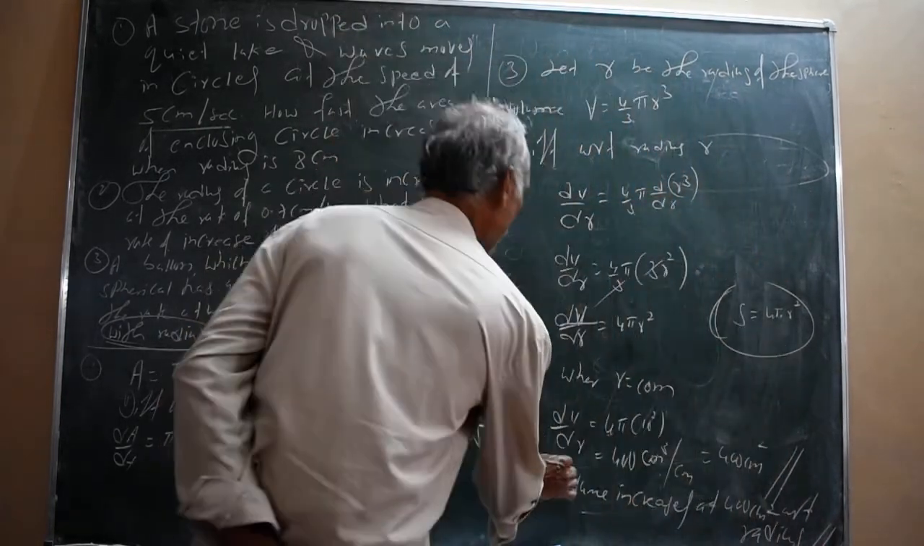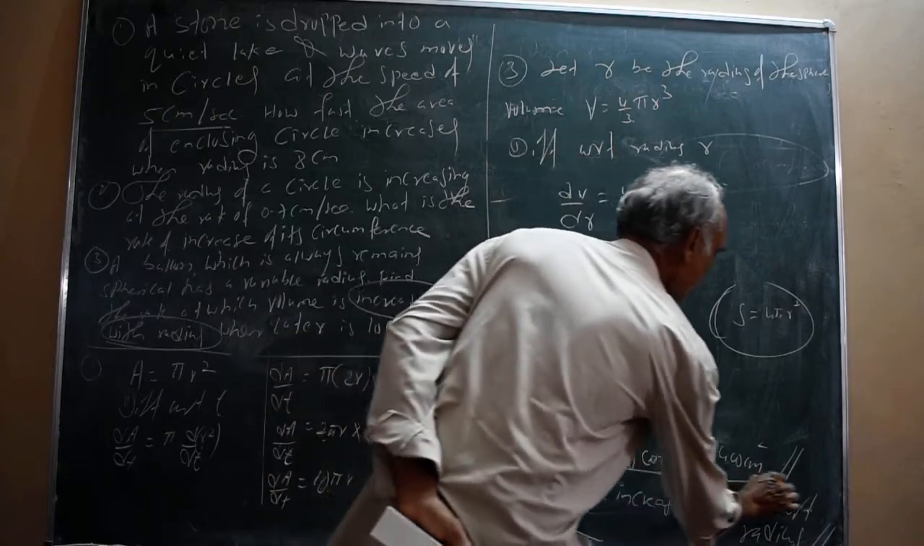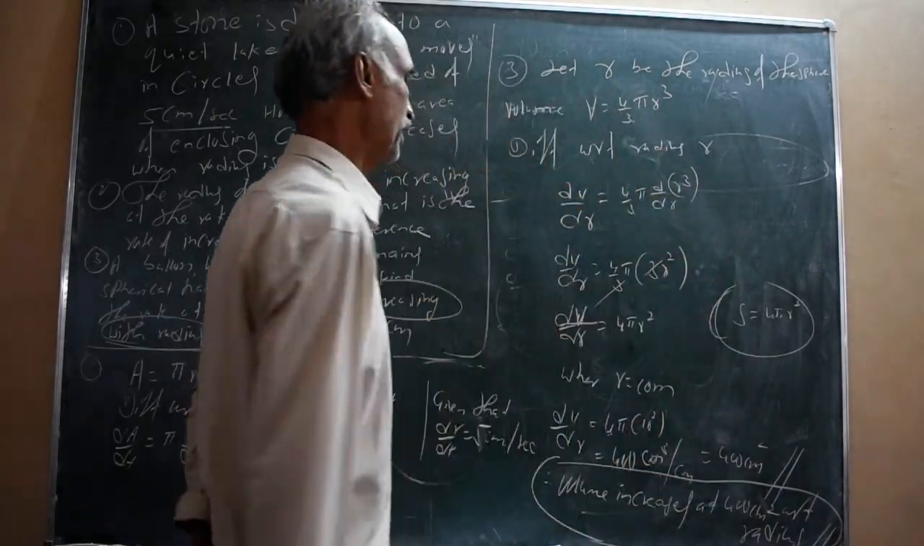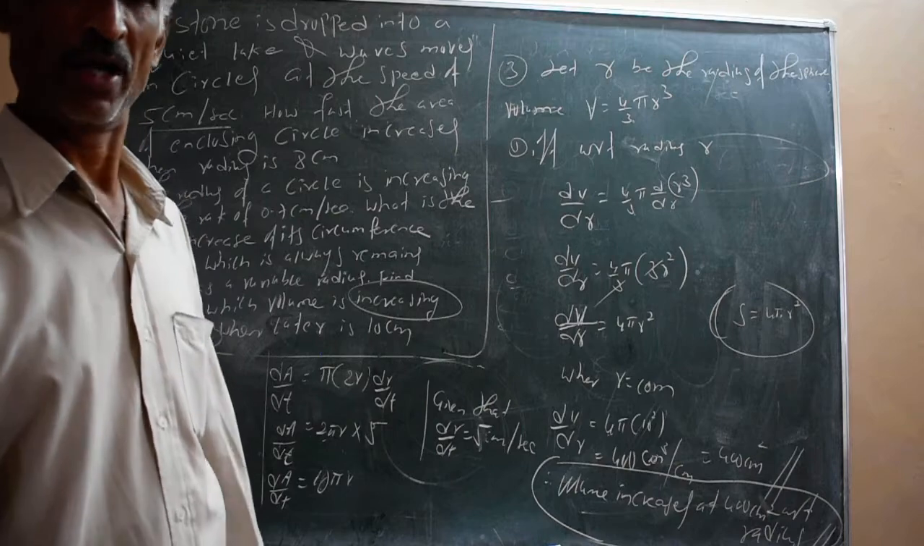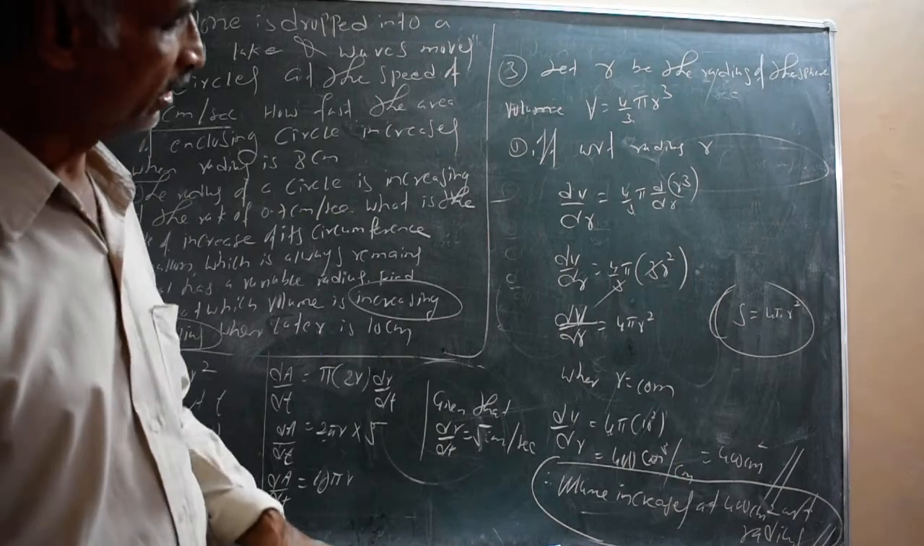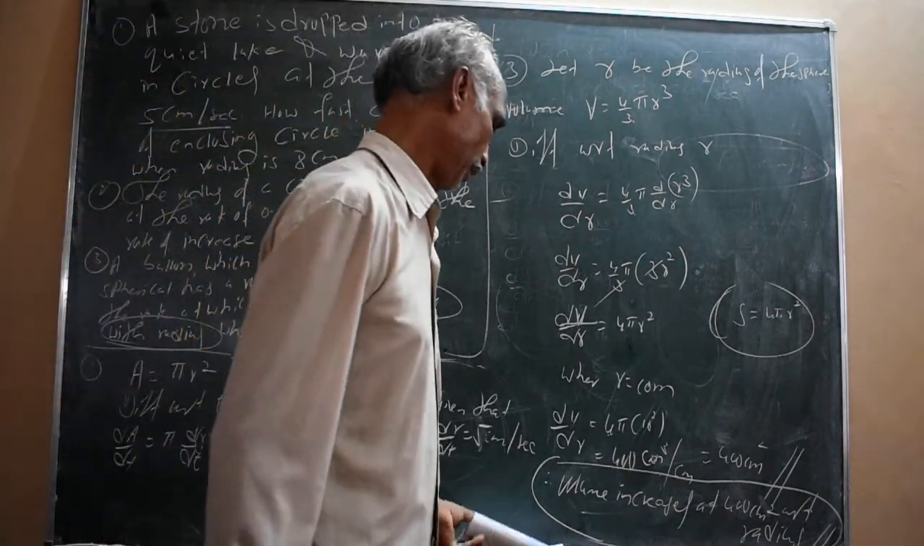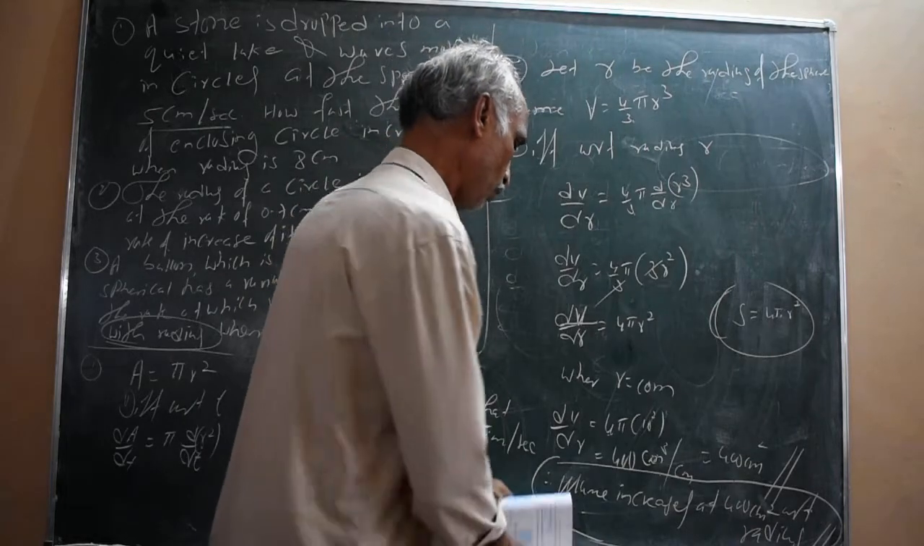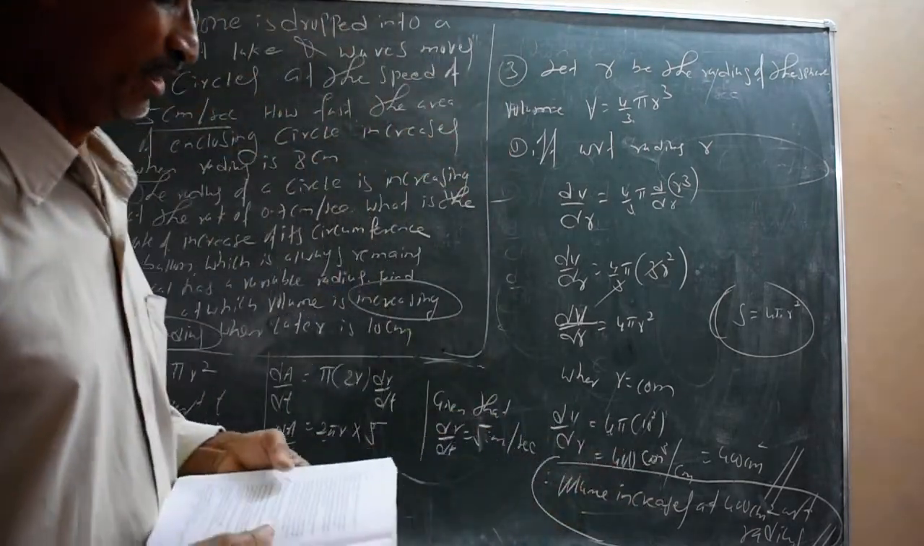Or even you can come. So it is not necessary for examination. Once you have written dV by dr is 400 centimeter square, the problem has ended. The evaluator will understand what answer you have to get. Got it. Okay. Let us take one more.